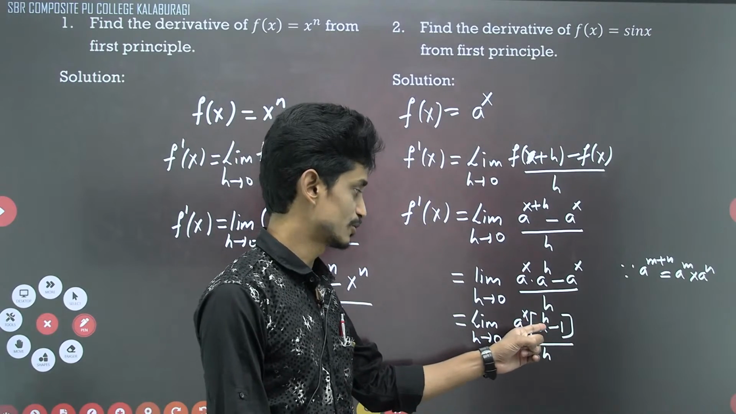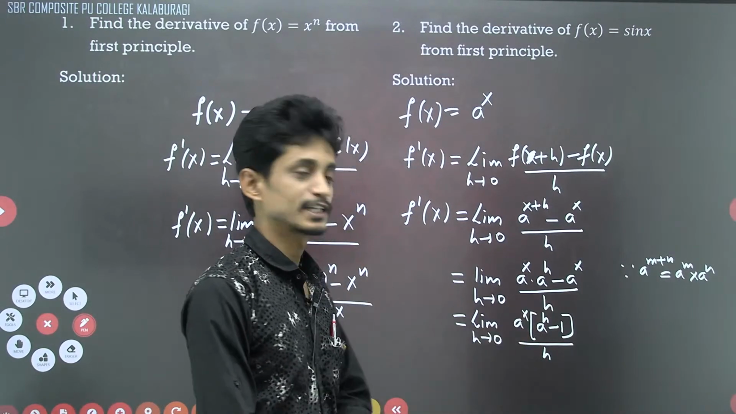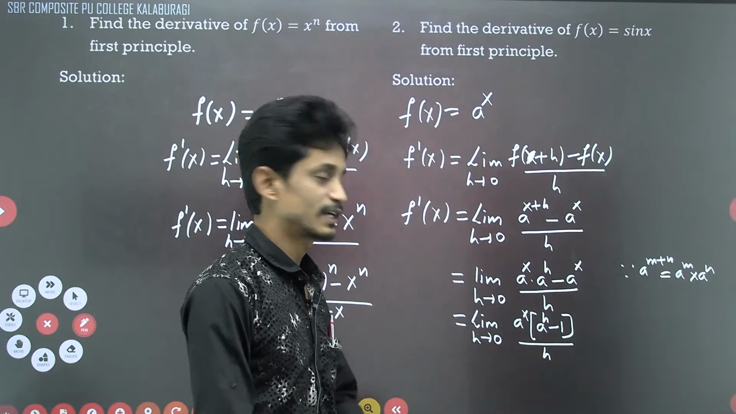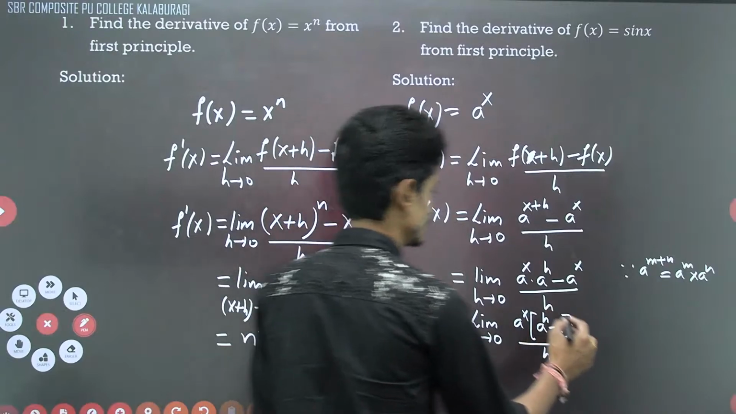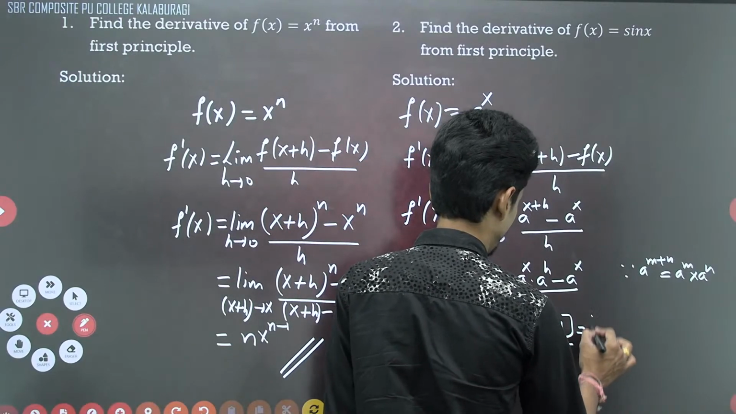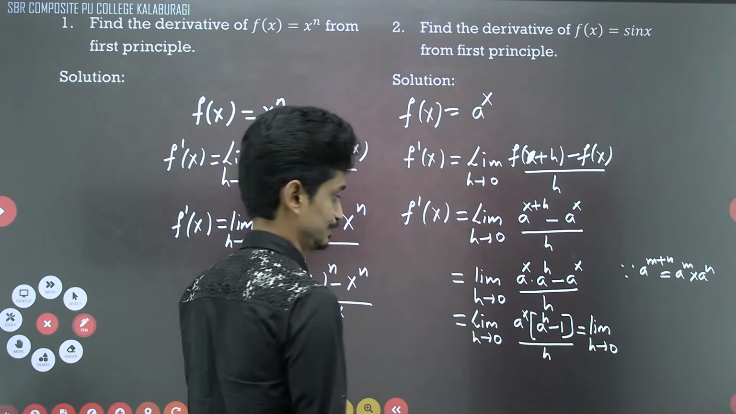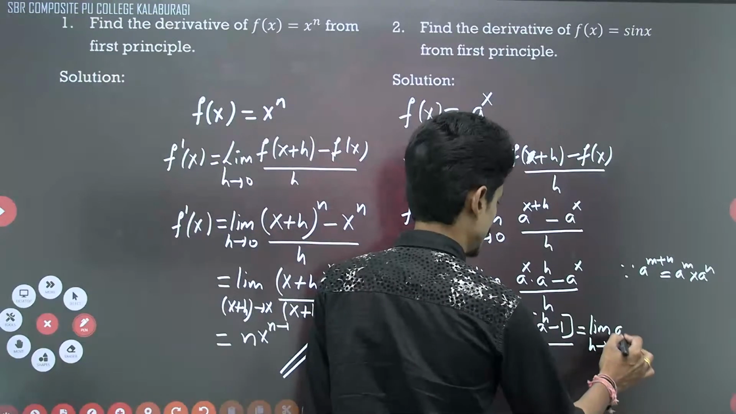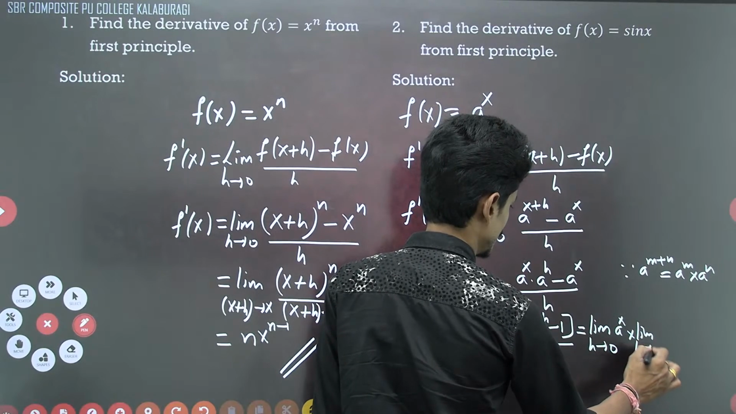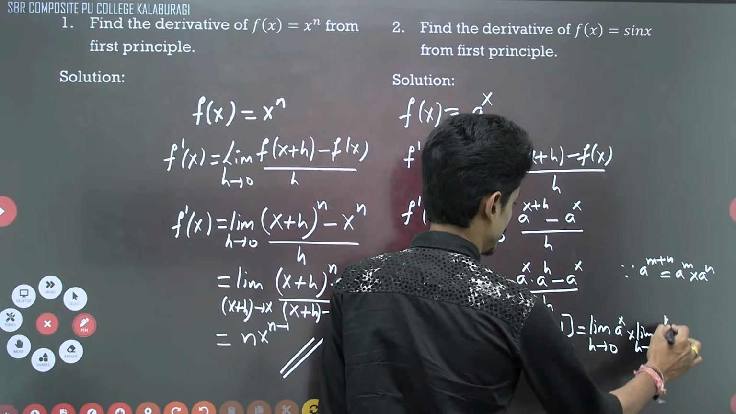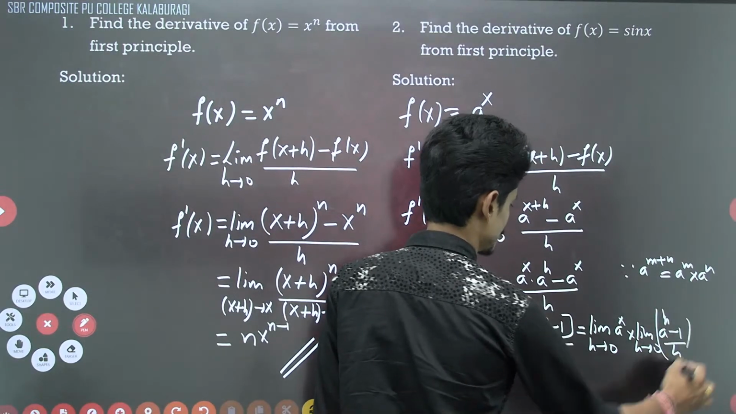When I substitute h as 0, a power 0 will be 1, 1 minus 1 will be 0, and divided by h also 0. Still this is in the indeterminate form. How to evaluate this limit? It's very simple. The limit as h tends to 0 of a power x into the limit as h tends to 0 of a power h minus 1 divided by h.